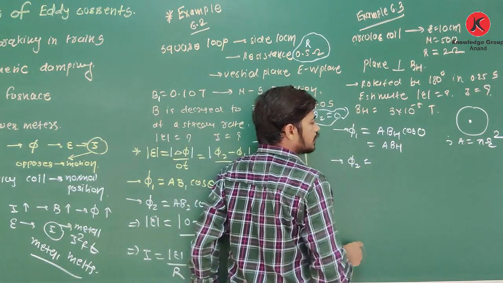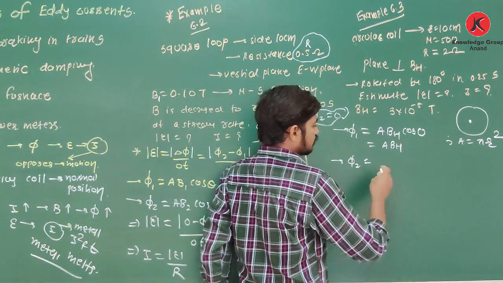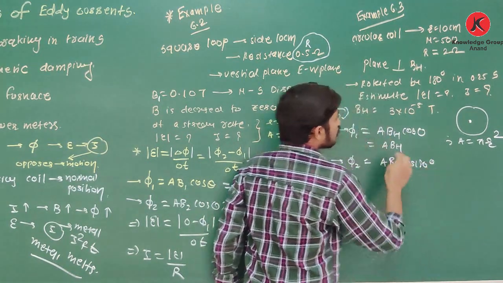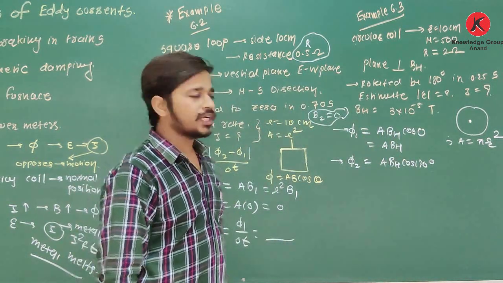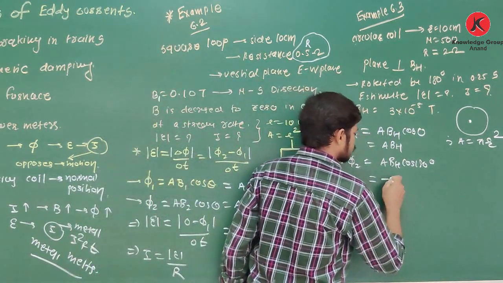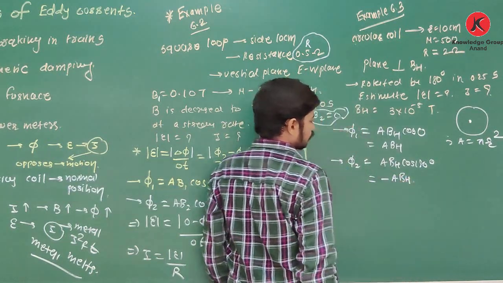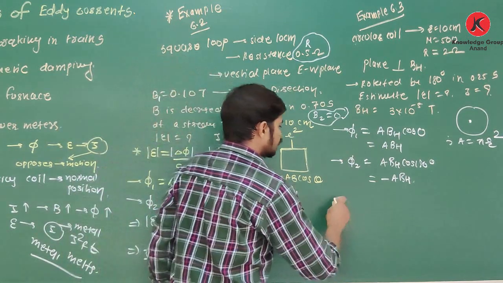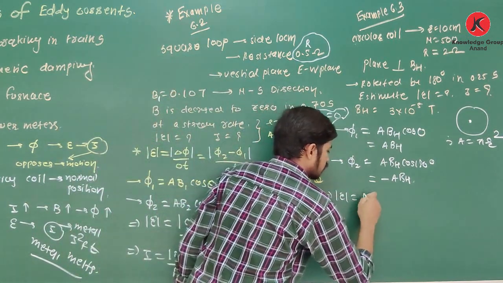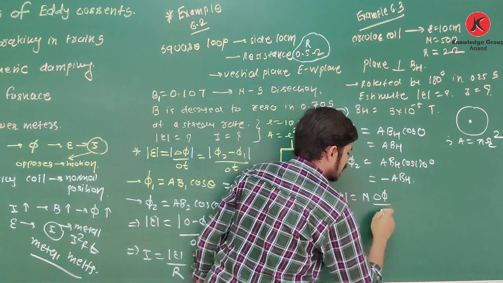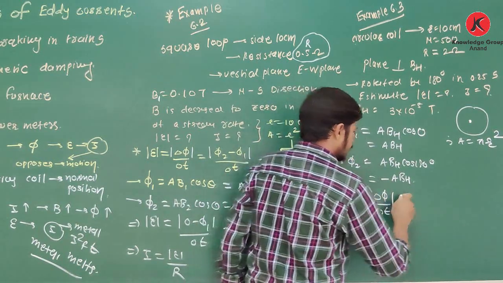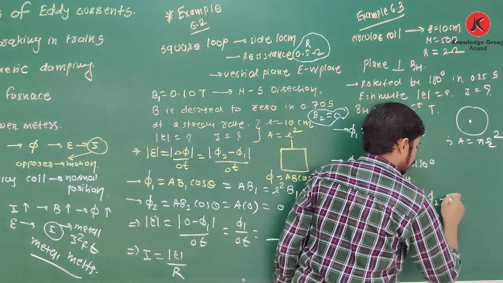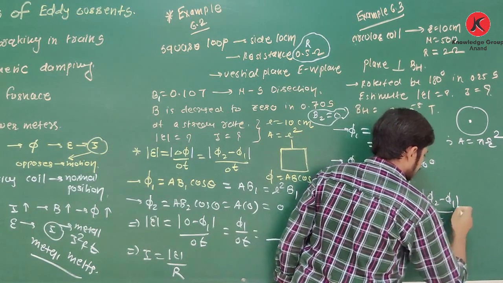Phi 2 is equal to A BH cos 180. Why cos 180? Because the coil is rotated by 180 degrees. So here cos 180 is minus 1, so it is minus A BH. Clear about this? Now what is the equation of induced EMF? Mode E is equal to N delta phi upon delta T, which means N times phi 2 minus phi 1 upon delta T.